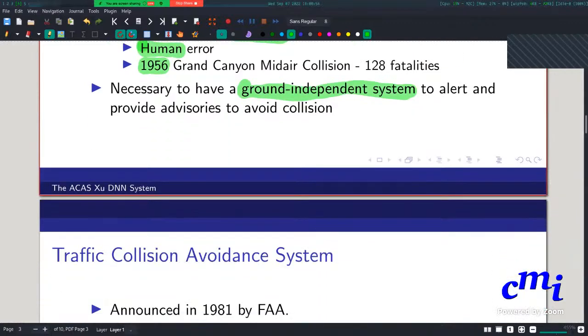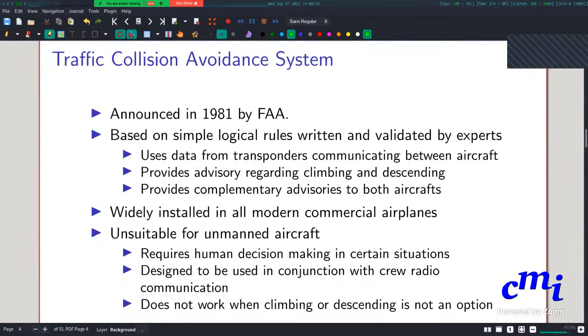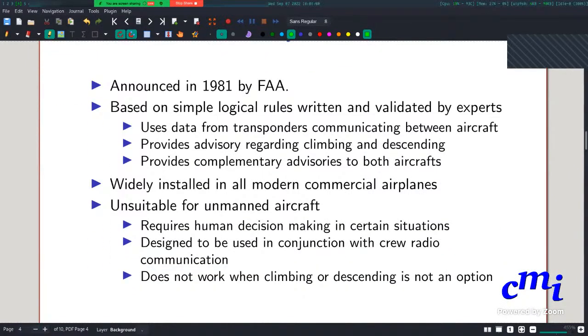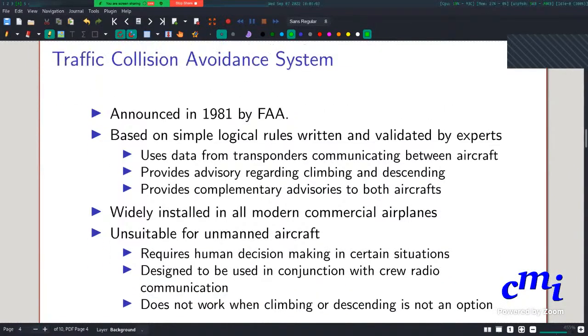The system that they started developing in 1981, which took around 10 years to develop and deploy completely, was called the Traffic Collision Avoidance System, or TCAS for short. If you're an aviation enthusiast, you'll know this system is very widely used right now. All commercial aircraft have to have it, and it has to be operational for them to legally fly. You cannot nowadays fly without a traffic collision avoidance system installed on your plane.